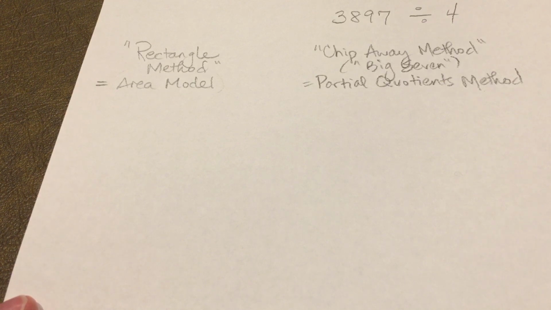equal parts. So they've learned the rectangle method or area model of multiplication, meaning they multiply each place value by the number they're multiplying to find the different partial products that then add up to give you the total answer. So when we do division with the rectangle method, we basically do that same system but backwards.